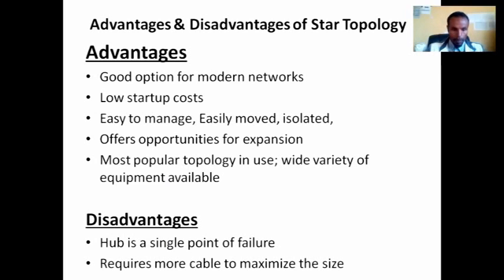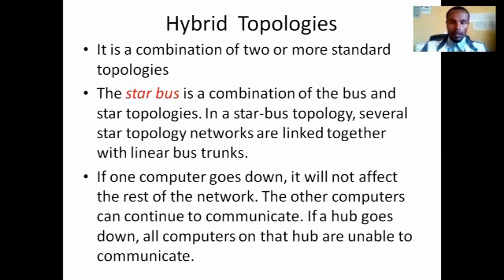When you see the disadvantages, the hub is a single point of failure. If the hub is disabled or fails, all communication fails. It also requires more cable. The combination of two or more basic topologies creates a hybrid topology. So what is meant by hybrid topology? It is a combination of two or more standard topologies.